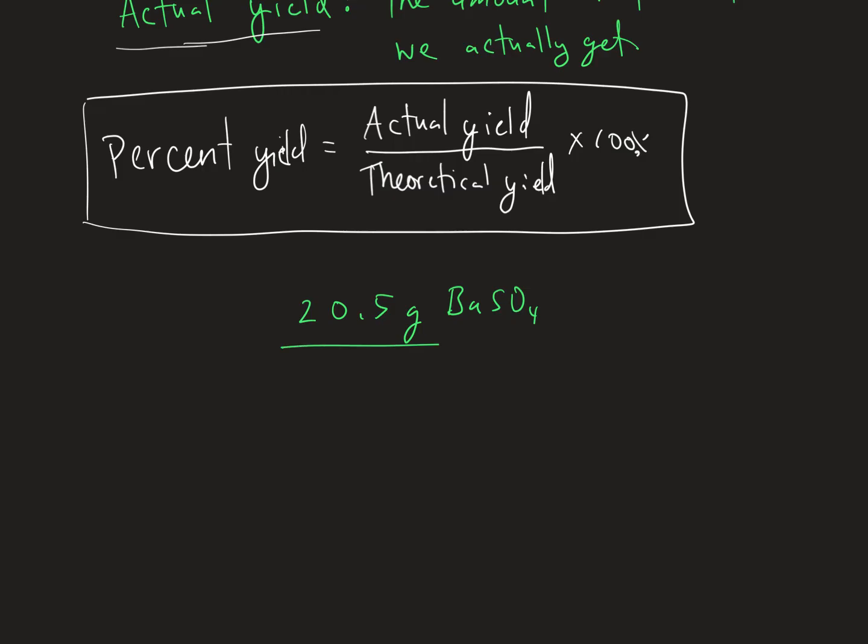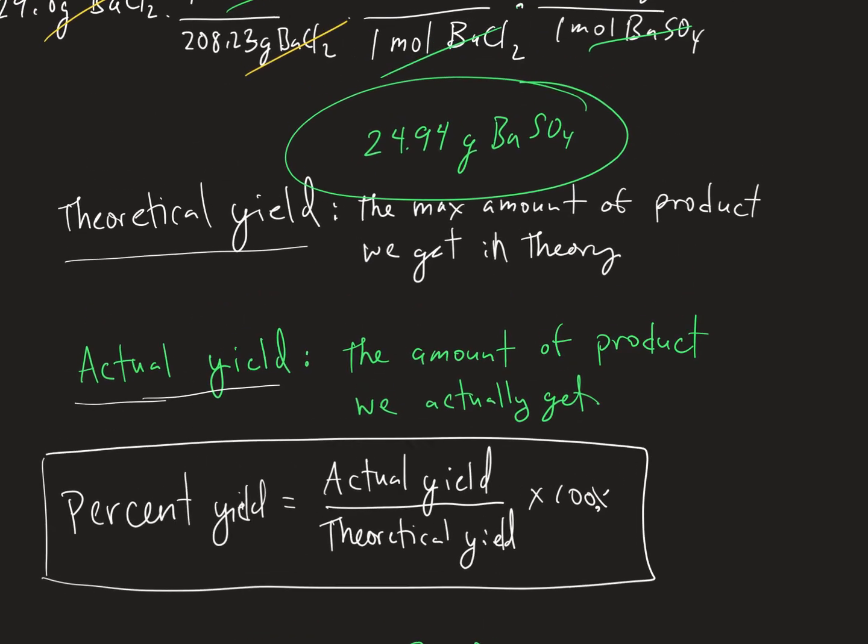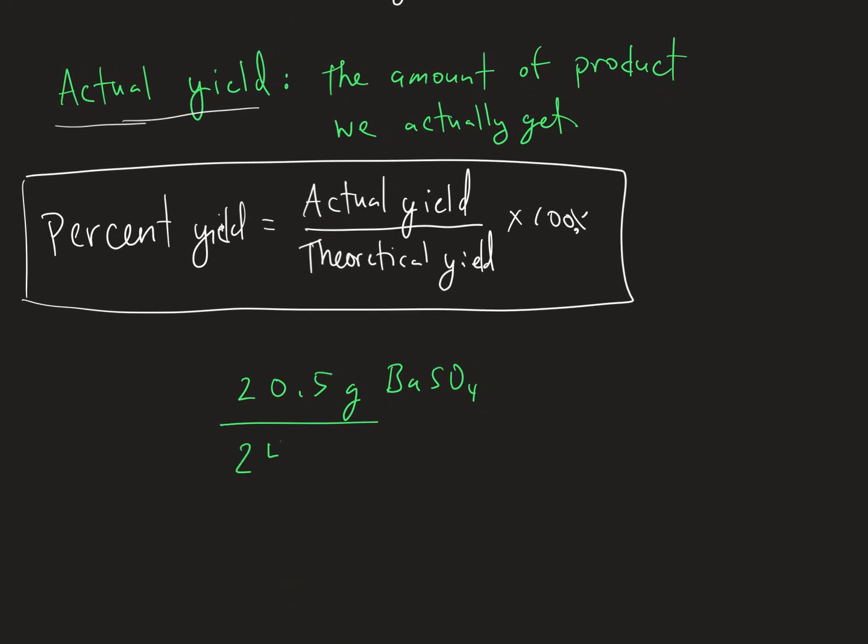So what we actually got divided by what we should be able to get, 24.94 grams of barium sulfate. And what cancels? Grams of barium sulfate, and then don't forget we have to multiply it by 100%. And what do we get? On the test, I will give you the actual yield. You won't have to go to lab and get it. Okay?